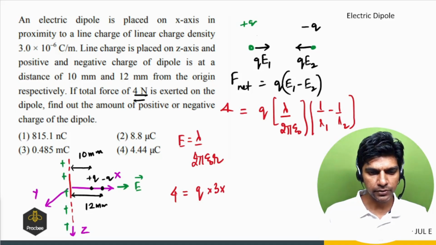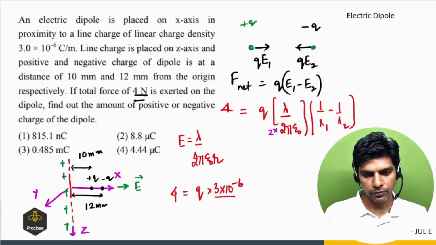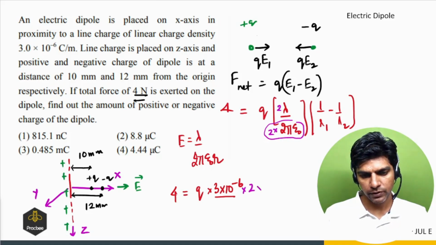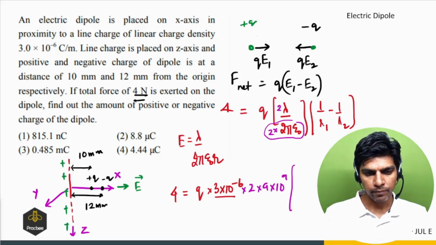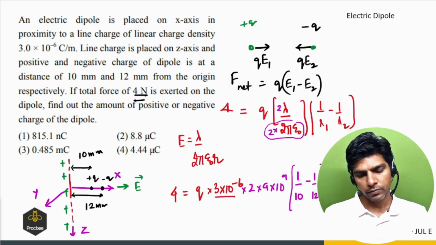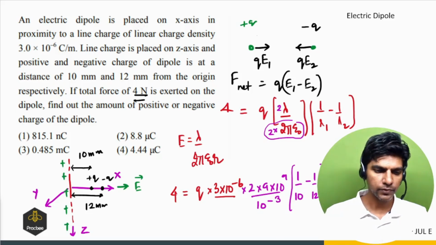Lambda is given as 3 into 10 raised to power minus 6 divided by, so if I multiply it with 2 and divide by 2, it becomes 4 pi epsilon naught, so it will be 9 into 10 raised to power 9 times 1 by r1. r1 is 10, so it will be 1 by 10 minus 1 by 12, and this is in millimeters, so we can multiply this with 10 raised to power minus 3 to convert that into meters.